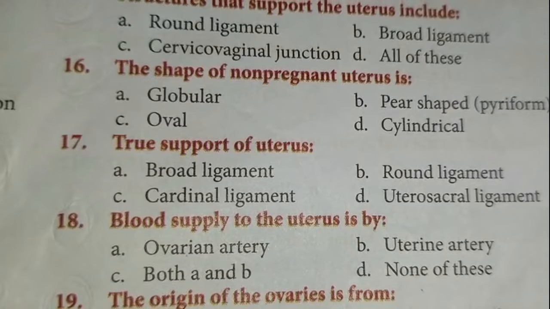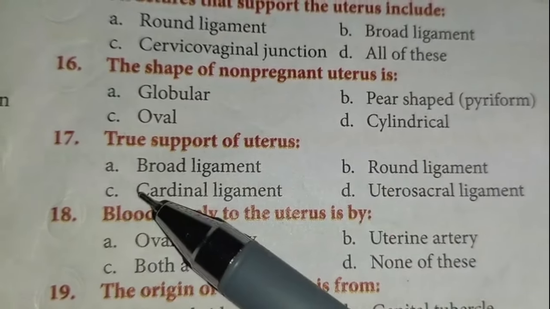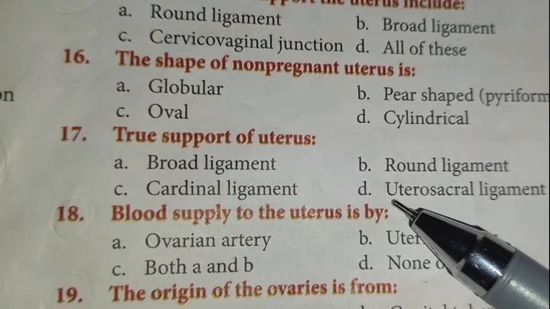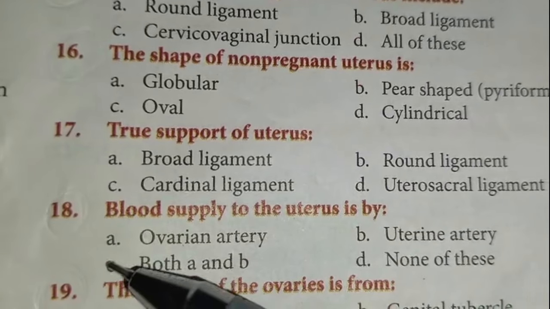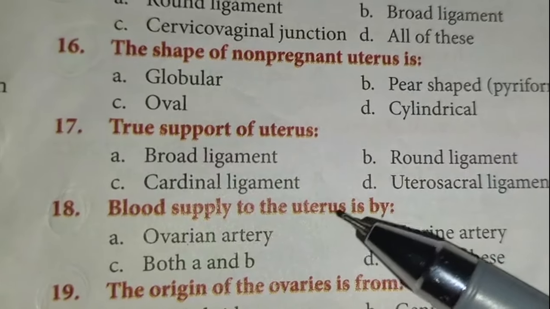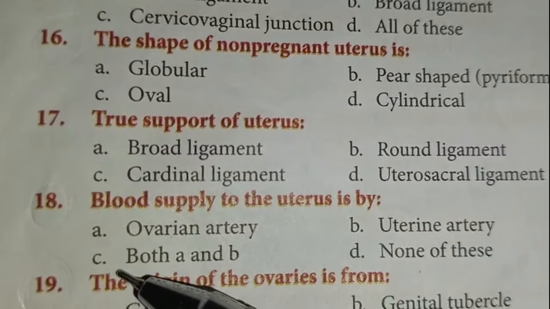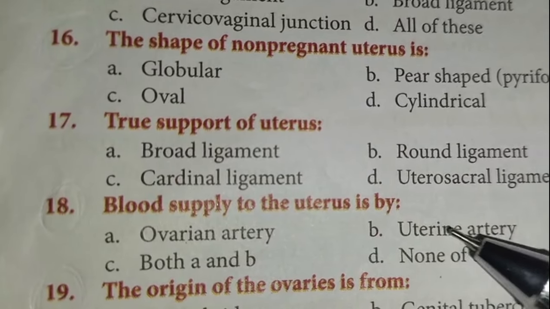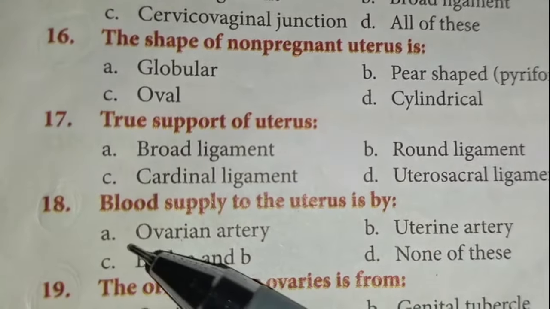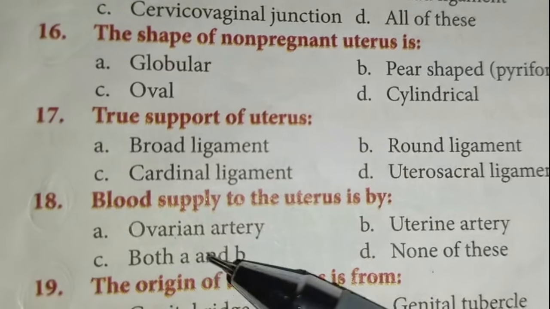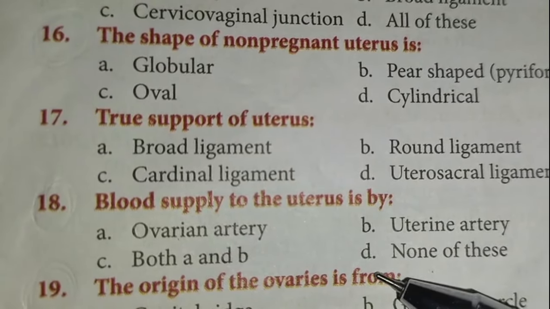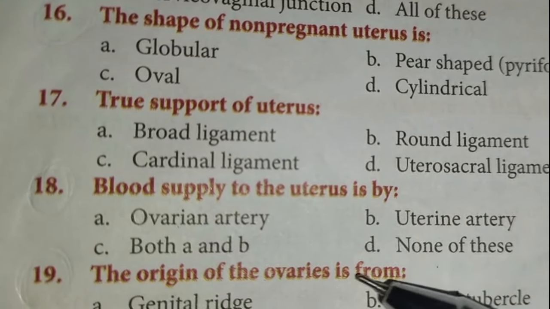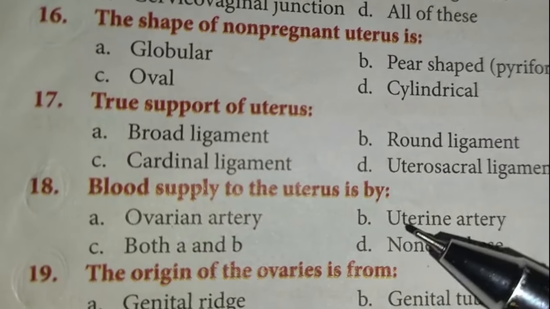And the next important question is, blood supply to the uterus is by. Once again, blood supply to the uterus is by option A ovarian artery, option B uterine artery, option C both A and B, option D none of this. And the correct option is option B uterine artery.